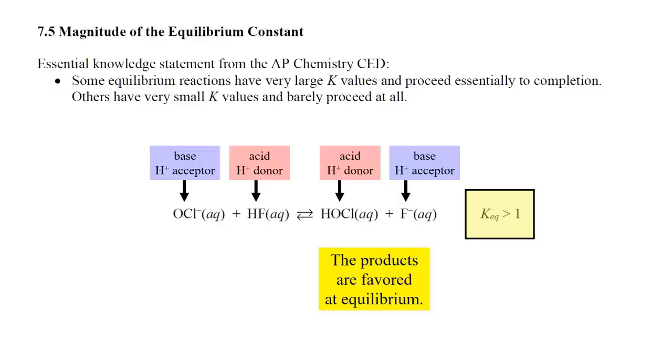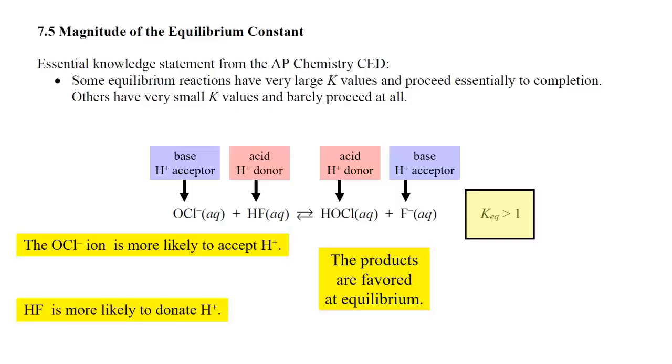And the fact that the products are favored at equilibrium, because K is greater than 1, tells us that the OCl- ion is more likely to behave as a proton acceptor, producing the products that are favored on the right side of the equation.